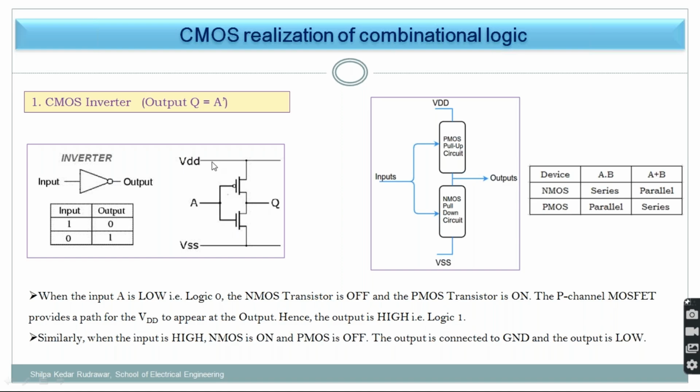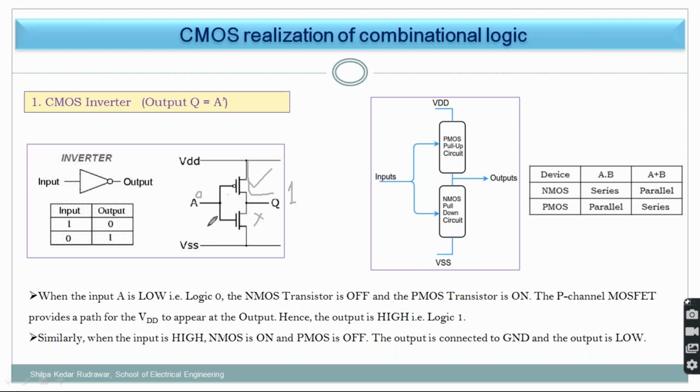So what will my output be? VDD is connected to the pull-up network, that is PMOS, and VSS, that is ground, is connected to the pull-down network. As we have already studied, an inverter inverts the output. If I am giving logic 0, what will happen? PMOS is an active low device, so this will be on, and at the same time the NMOS will be off, and that's why my output will become VDD, that is logic 1. So when I give 0, my output is 1.